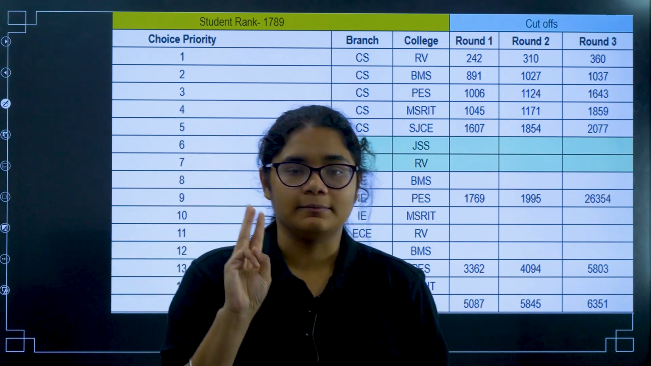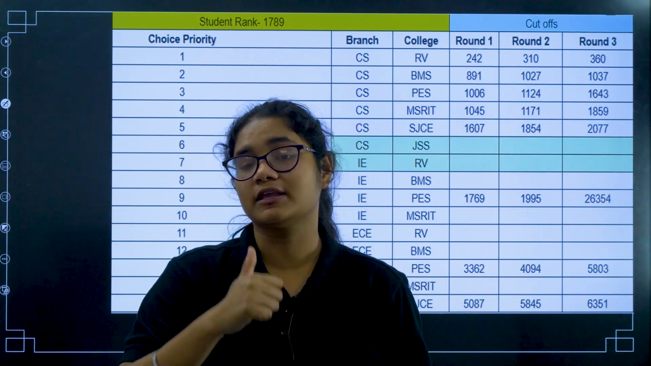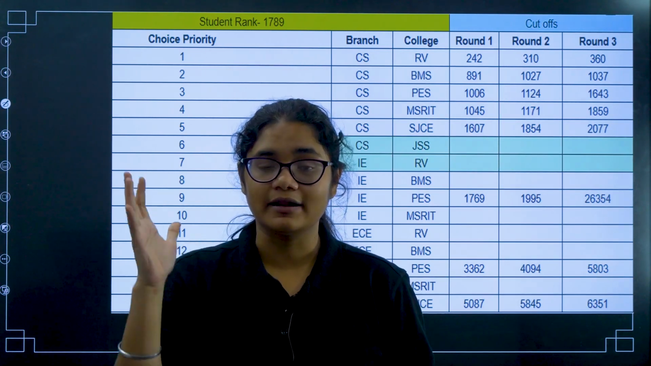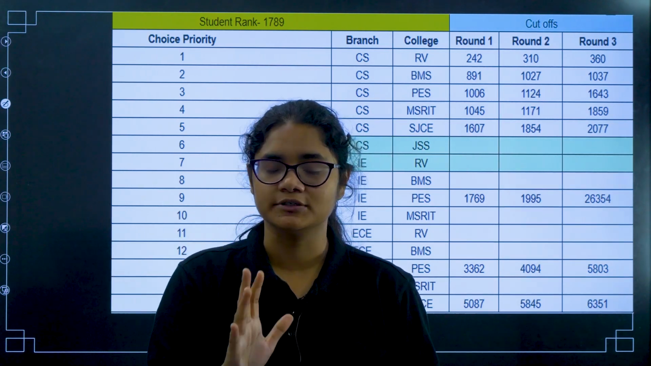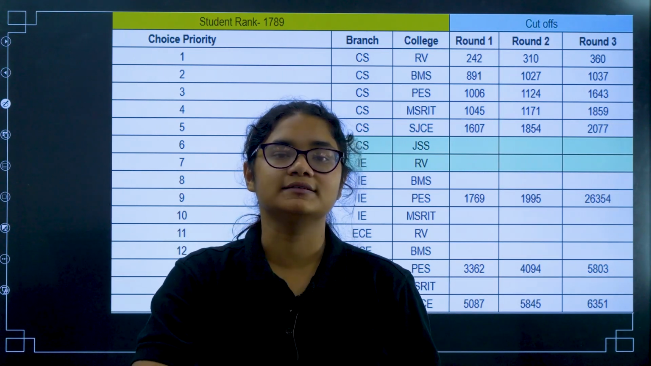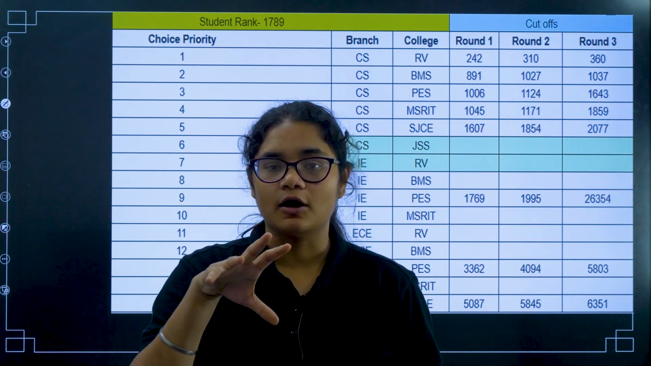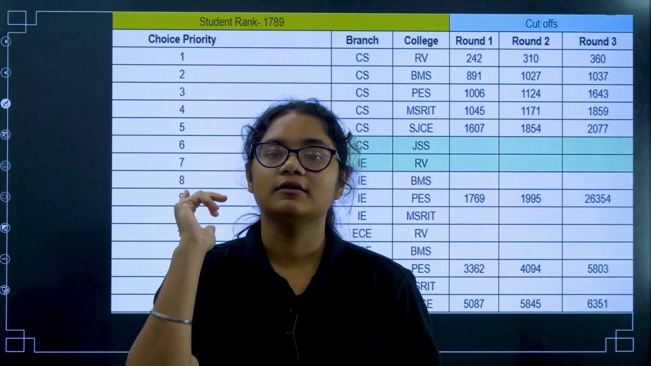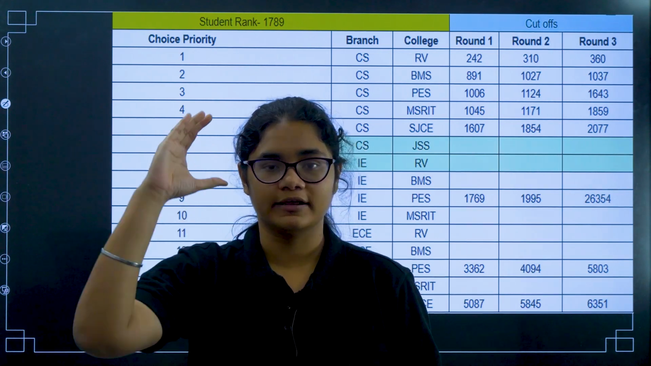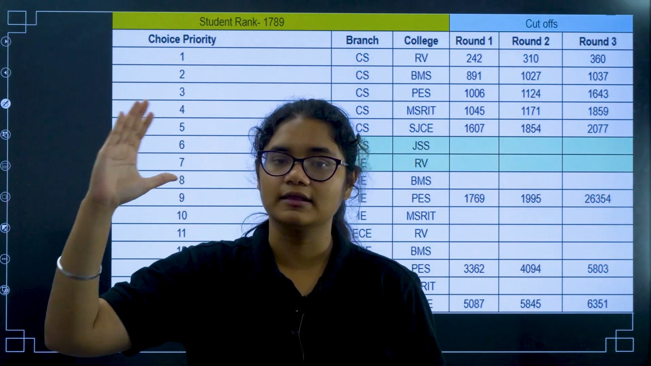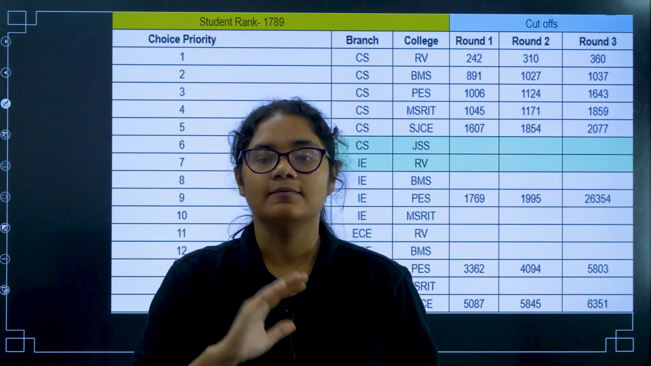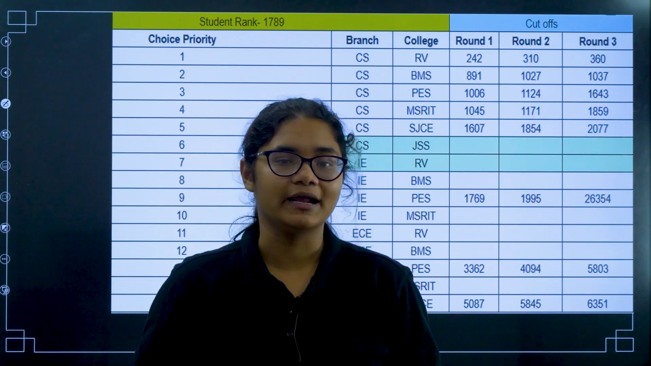3 things you must keep in mind. First is you have to give as many options as possible. Try to give the maximum number of options, preferences, so that the probability of getting your desired college increases. That is the first thing. Second, arrange it properly. The one which you think you will not get should be at the first. The one which you may or may not get should be in the middle. The one which you are very confident about will be at the last.